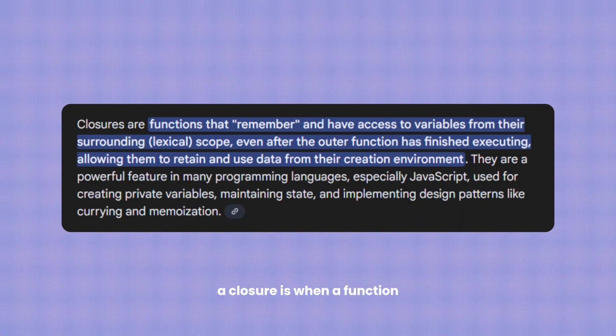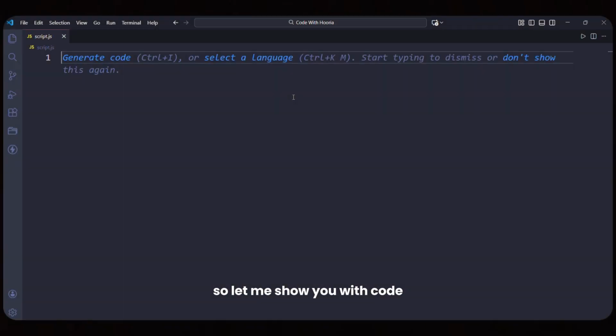What is a closure? In simple terms, a closure is when a function remembers variables from the place where it was created, even after that place is gone. I know that sounds confusing, so let me show you with code.